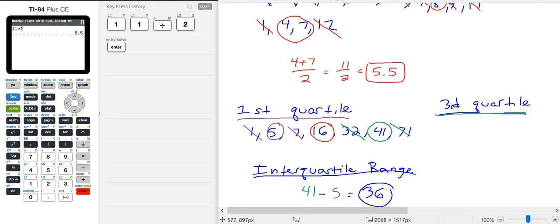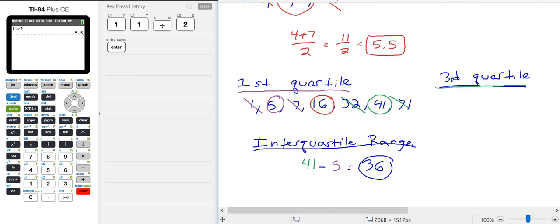The range, you might remember, is the difference between the greatest number and the smallest number. So in this case, it would be 71 minus 1, which is 70. The interquartile range is the difference between the third quartile and the first quartile. Let's say you had a whole bunch of data points.